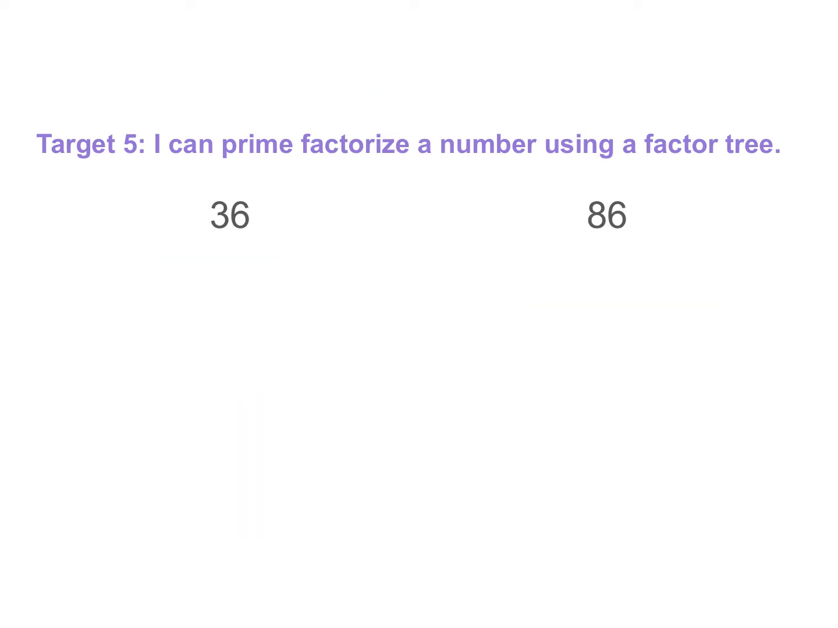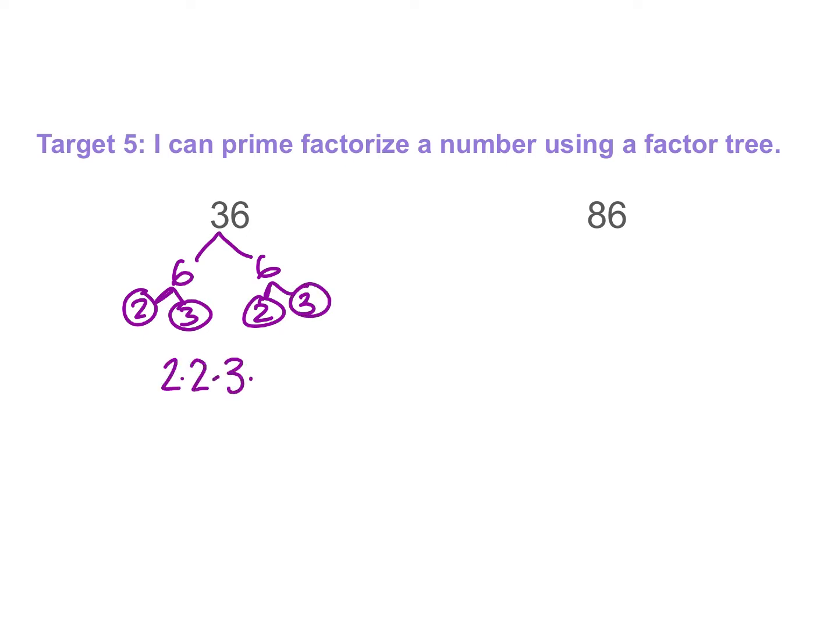All right, 2 more examples. Again, I can split this however I want. I'm going to split it as 6 times 6. So I've got 2 times 3, both are prime, and 2 times 3, both are prime. So I've got 2 times 2 times 3 times 3, which is 2 to the 2nd power, times 3 to the 2nd power.